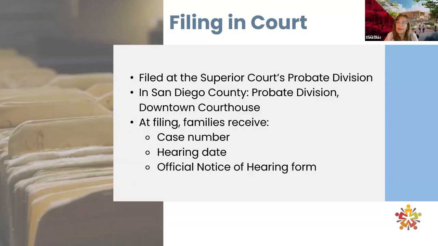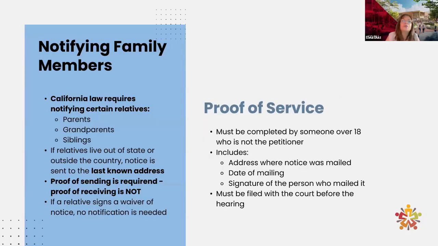Remember that depending on the county that you're in is where you need to file. If you're listening to this video and you're not in San Diego County, then you need to go to your own county. At filing, families will receive the case number, the hearing date, and the official notice of hearing form. This official notice of hearing form is very important. What does it mean? It means you must first notify the family members, and you also need to notify the person who is going to be conserved.